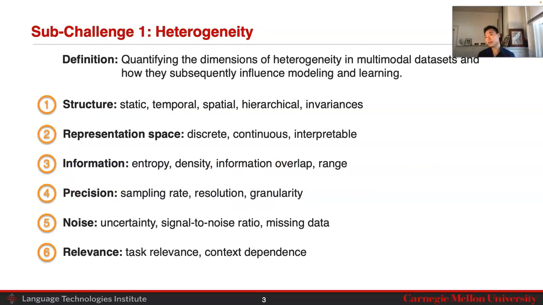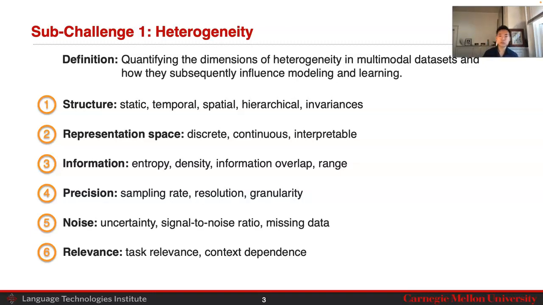So you looked at heterogeneity. In this case, the goal is to quantify all the dimensions of heterogeneity in these multimodal datasets and how they subsequently influence modeling and learning. If you recall from the introduction, we've seen all these dimensions of heterogeneity, such as the structure between modalities, how the representation space differs, the information content, their precision, the different noise topologies, and relevance to their task. How can we actually gain a deeper understanding of these dimensions of heterogeneity in the context of a learning problem?